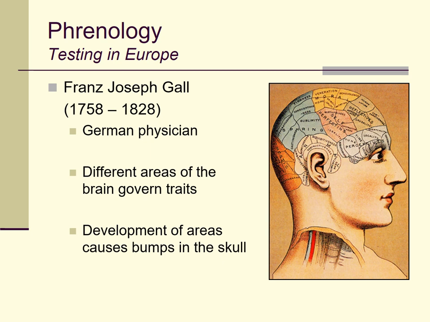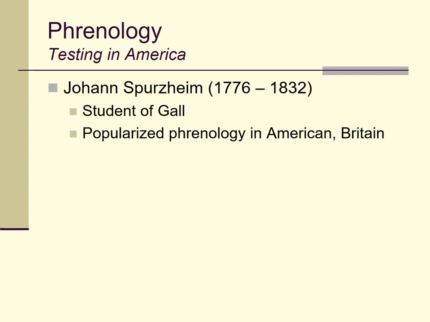And over the years, there were a lot of phrenologists. The one we remember most famously, the originator of some of these ideas, was Franz Josef Gall, a German physician, who, as you can see here in my notes, advanced this idea that different areas of the brain govern different traits, and that development of these areas causes bumps or deformations in the skull, which can be measured. This idea was popular in Europe and was eventually brought to the United States by Johann Spurzheim, who was a student of Gall's and did a lot to popularize phrenology in America and in Britain.